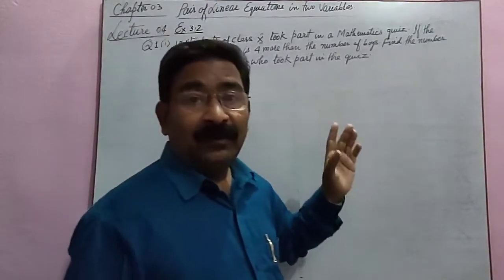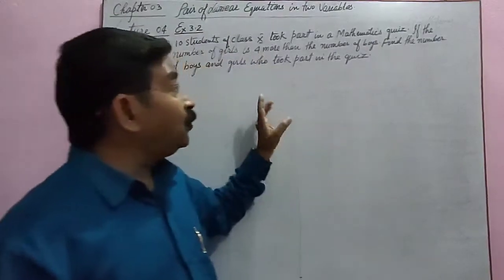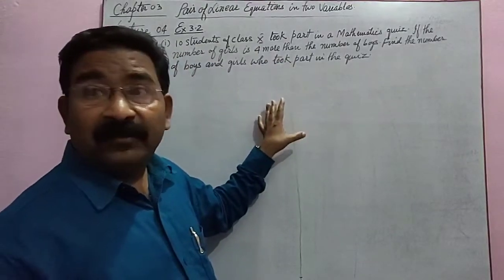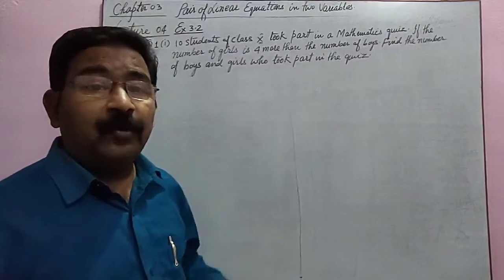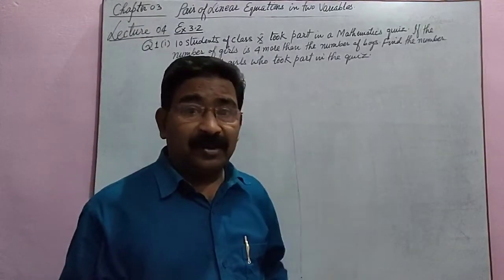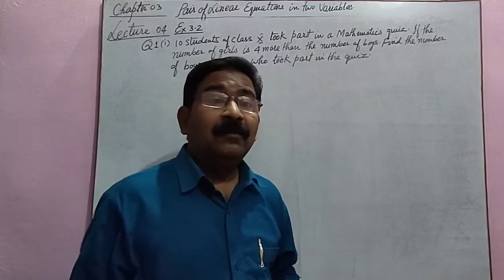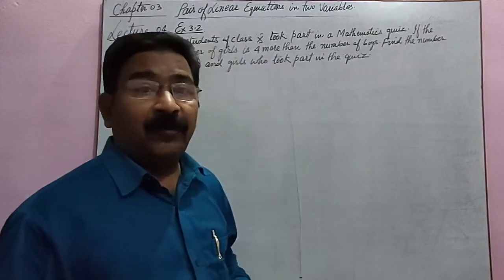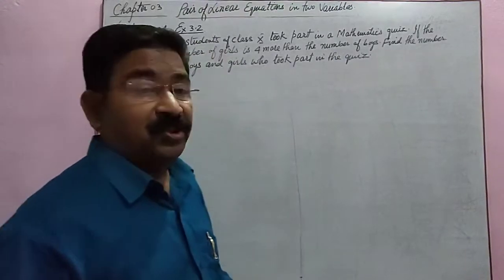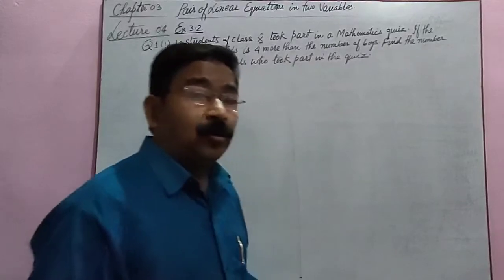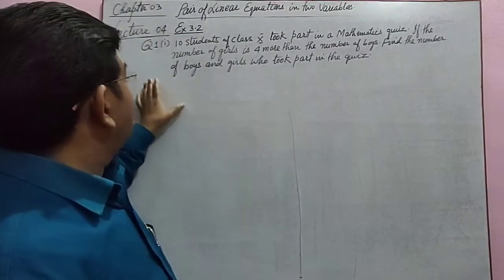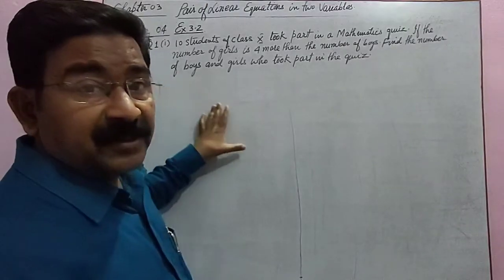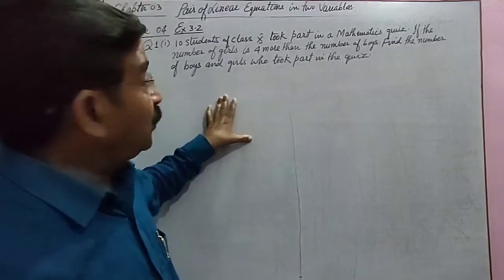So what to do? First of all, we have to form the equations in two variables, and after that we have to plot the graph of the equations, and with the help of the graph we have to find the solution of the equation. Let's see how to solve this. I am reading the first question and its first part. It contains two parts. I am solving the first one.